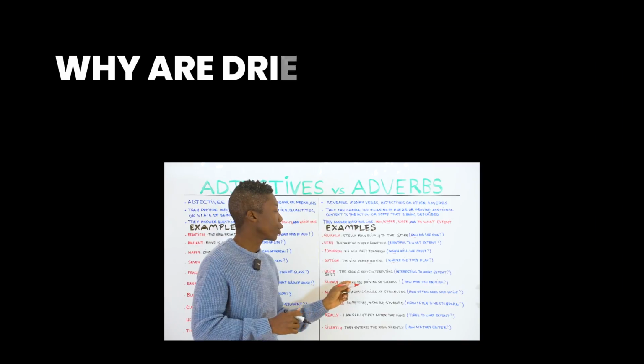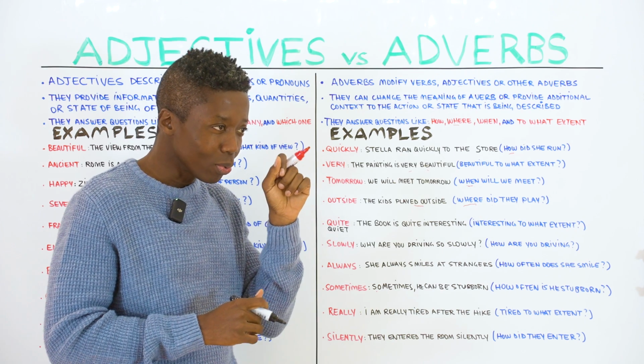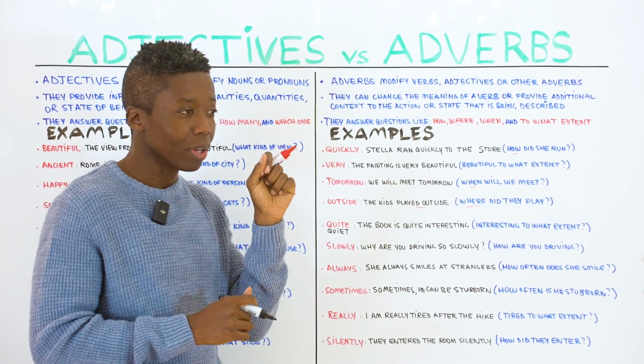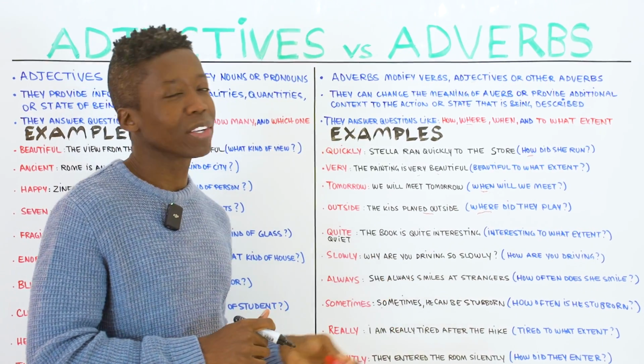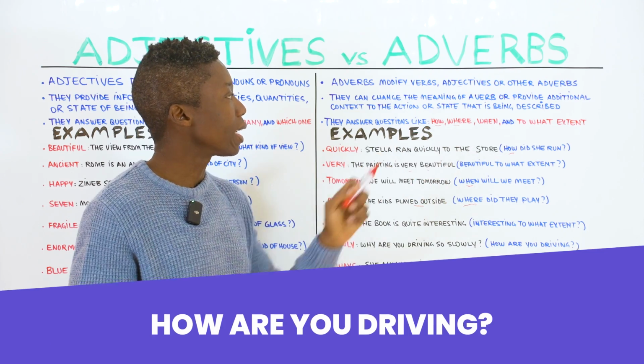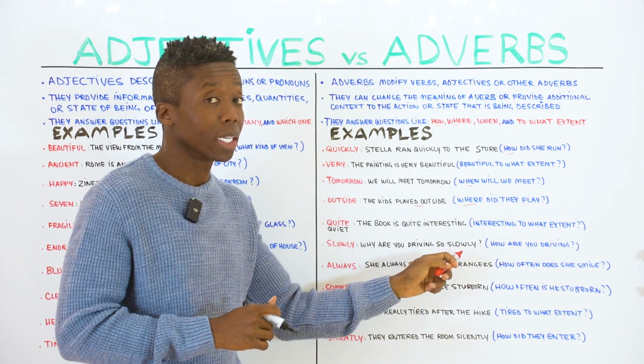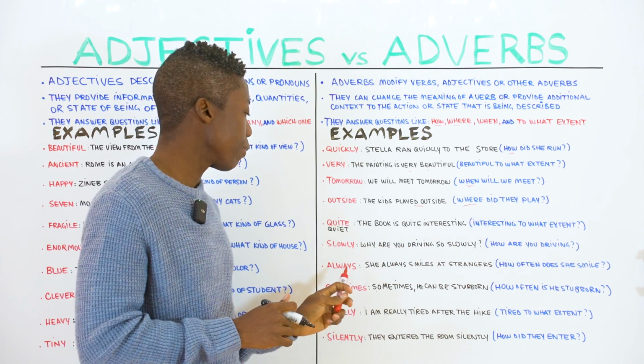Slowly, why are you driving so slowly? You know, there are people who drive like that, slowly, slowly, slowly. Why are you driving so slowly, man? How are you driving? So here, the question is how. How are you driving? Slowly. Okay, so slowly is an adverb.